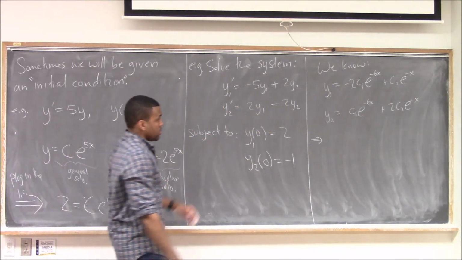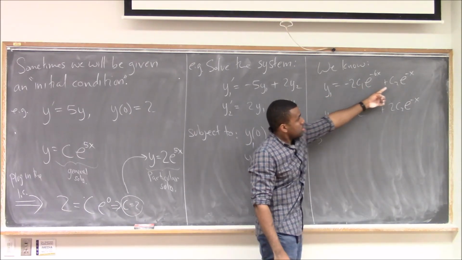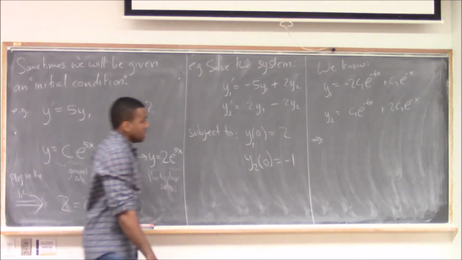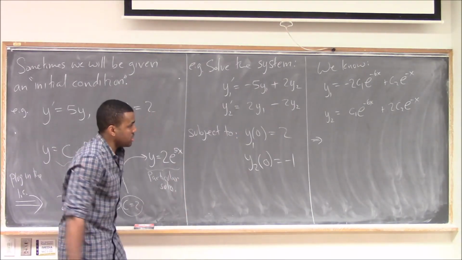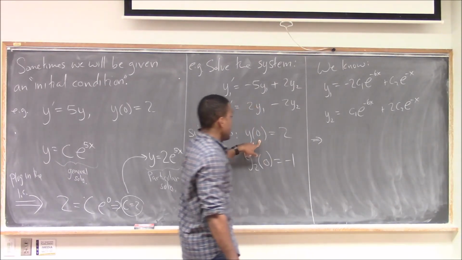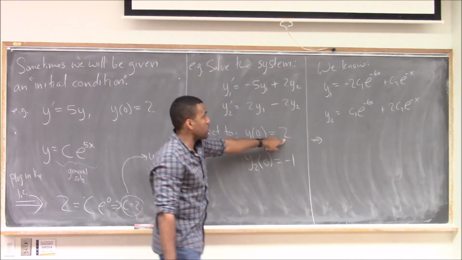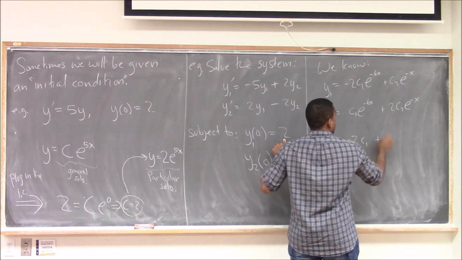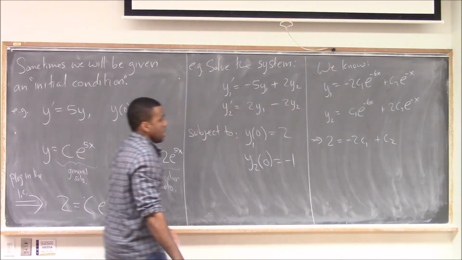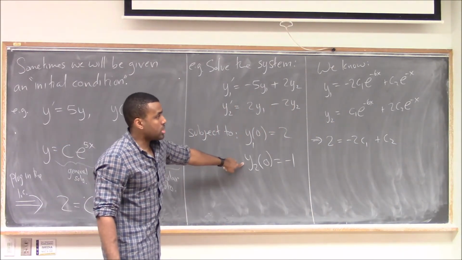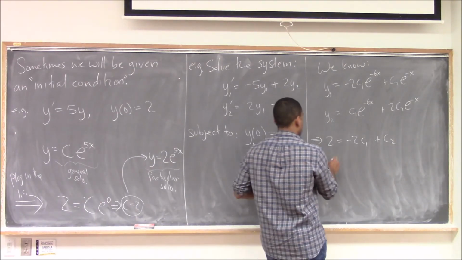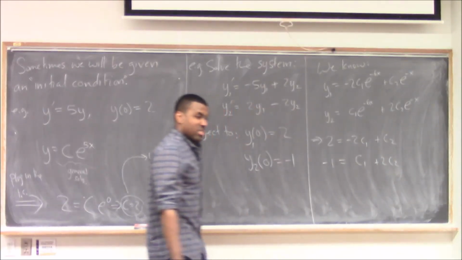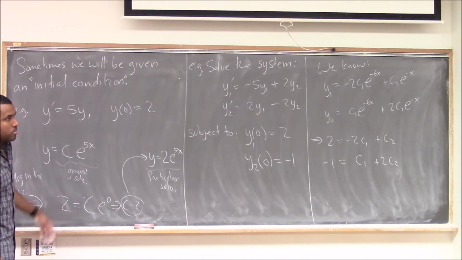Now this gives you a general solution. For all values of C1 and C2, you'll get a different answer here. But I want the specific answers that fit this criteria. So I can plug in x equals 0 into the top function and set it equal to 2. So 2 is equal to minus C1 plus C2. Then I plug in x equals 0 to the second equation and set that equal to minus 1. It's going to be C1 plus 2C2. So now I have a system of equations that I can solve for C1 and C2.